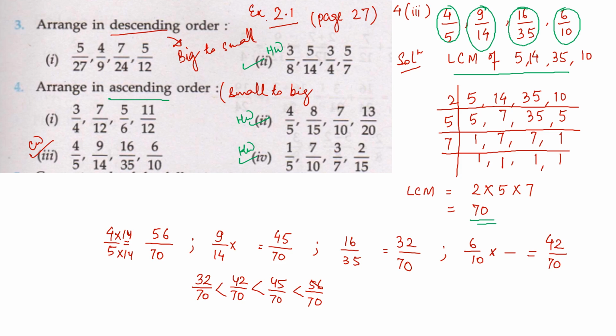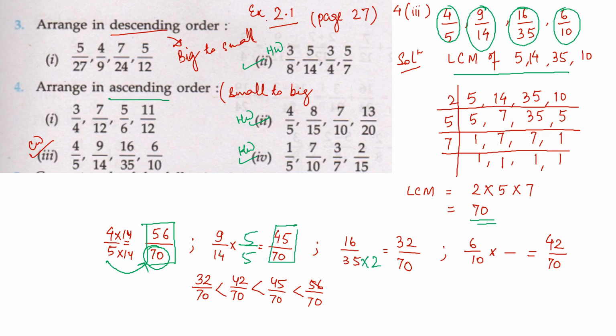So now what we will do? We will change our fractions to new fractions whose denominator should be 70. So 5 needs to be changed to 70. So 5 into 14 is 70. Same way you will multiply 14 with numerator. It will be 56 by 70. 9 by 14. So 14 into 5 is 70. So 9 into 5 will be 45 by 70.